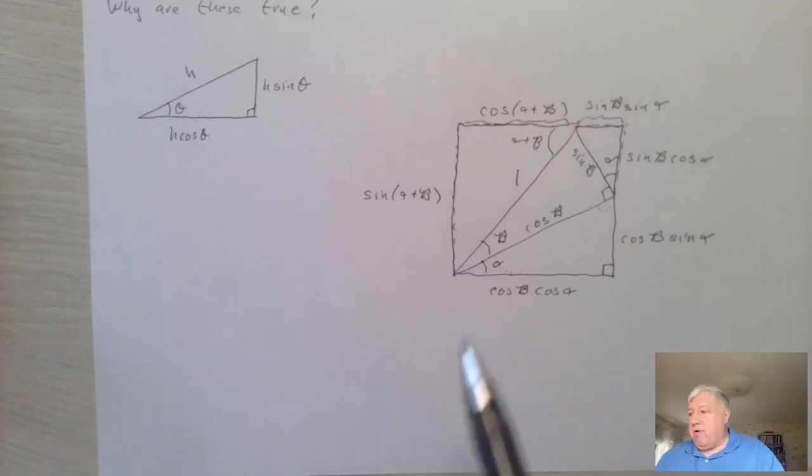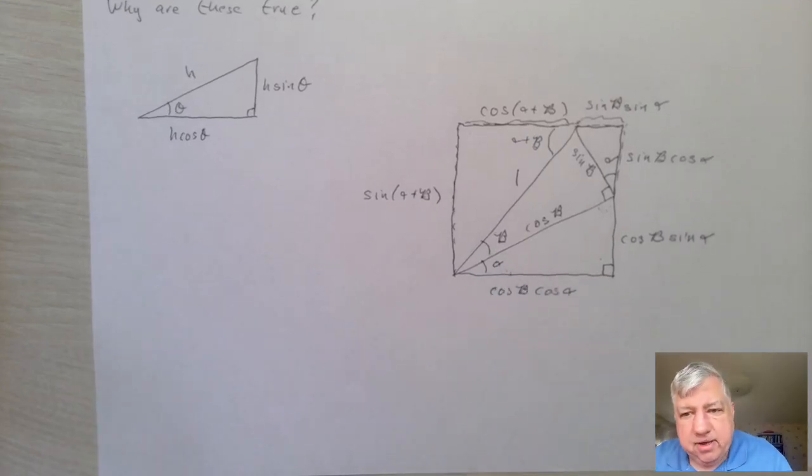Okay, now granted, it only works if alpha and beta are in the first quadrant and their sum is in the first quadrant, but we can also sort of just go ahead and you can apply this to other cases.